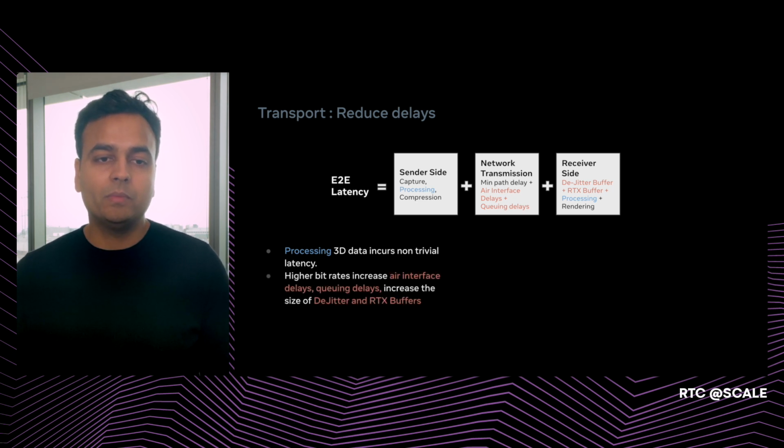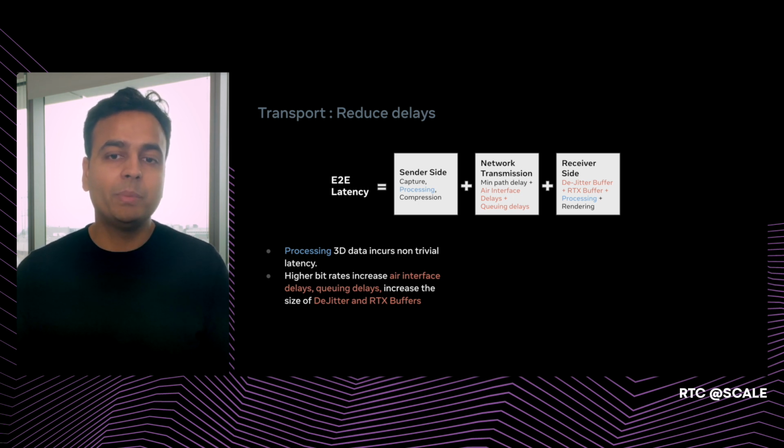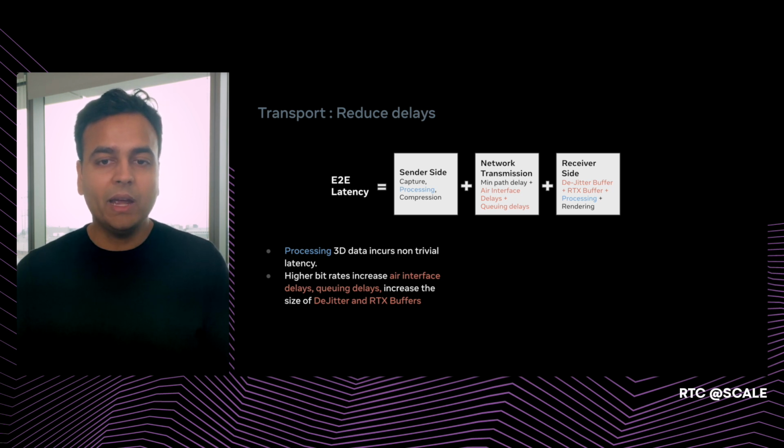Second, the bit rates needed for 3D calling are much higher as compared to 2D calling. This means that you will have more air interface delays, you will run into more chances of congestion and queuing delays, and you will also need bigger de-jitter buffers and retransmission buffers. At first, it may seem like not much can be done, but there are a few areas where we can push the envelope to reduce the latency.